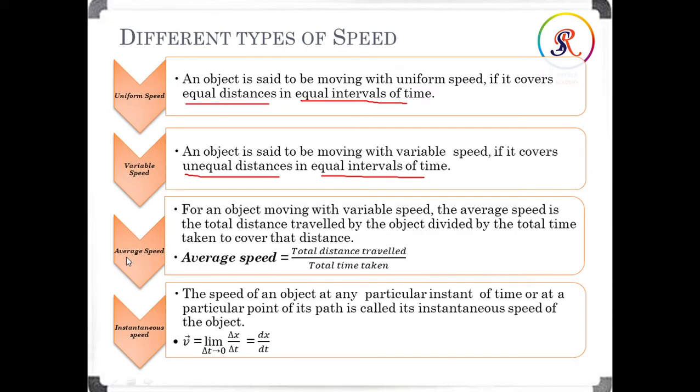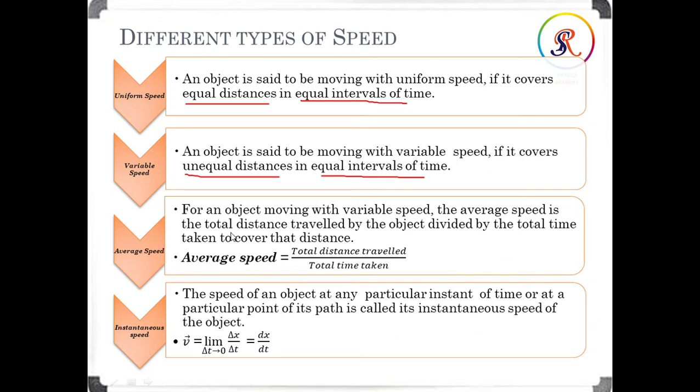Now the third one is average speed. First, what are the types of speed? First one, uniform speed. Second one is variable speed or non-uniform speed. Then the third one is average speed. So what is average speed?